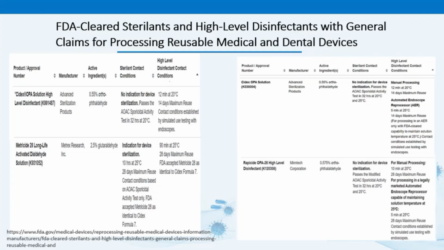Now, this is a snip of a table of cleared FDA high-level disinfectants that can be used to reprocess heat-sensitive devices. This table was last updated in December of 2023. Now, you can look up the product you're using or maybe products you're considering to make sure they're FDA approved. And it even details how to use a product in an automatic endoscope reprocessor. So if you're not familiar with this website, it's not a bad idea to take a look at it.